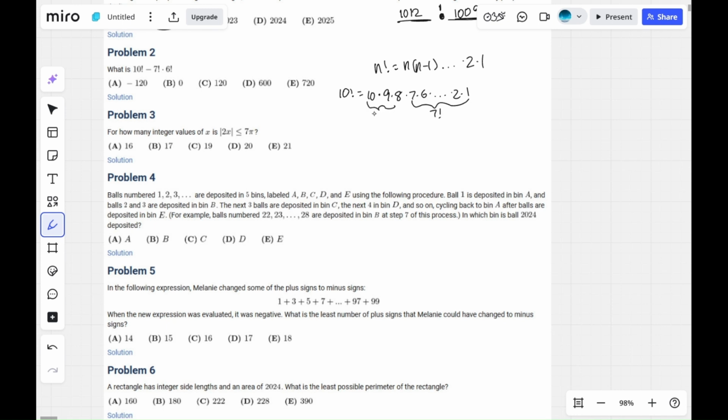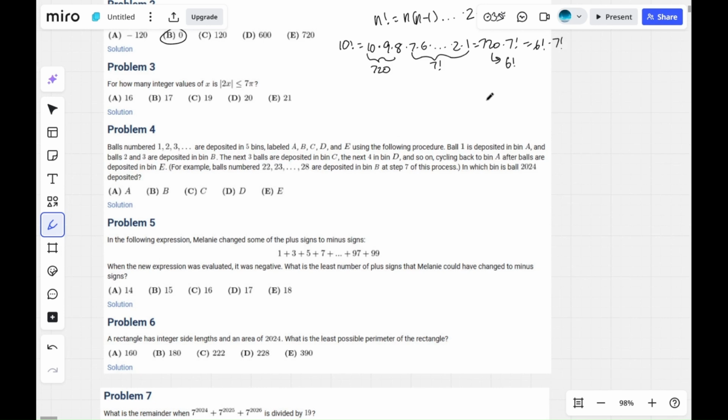And this part is 720. And over here we see that this is 720 times 7 factorial, and 720 is 6 factorial. So 10 factorial is equal to 6 factorial times 7 factorial. So 10 factorial minus 7 factorial times 6 factorial is equal to 0, which is B. And just to note, it's a good idea to have the smaller factorials memorized, so it's easier to see in these instances that 720 is equal to 6 factorial.